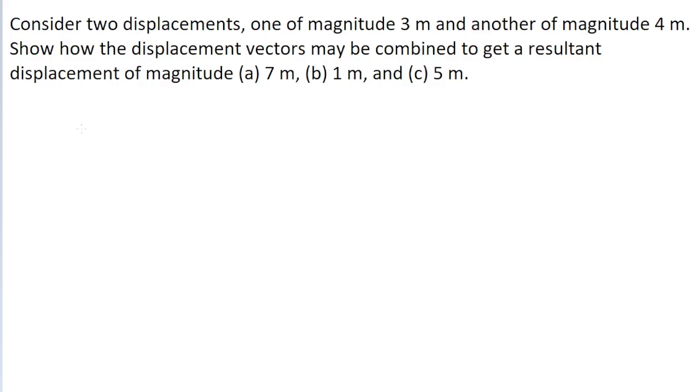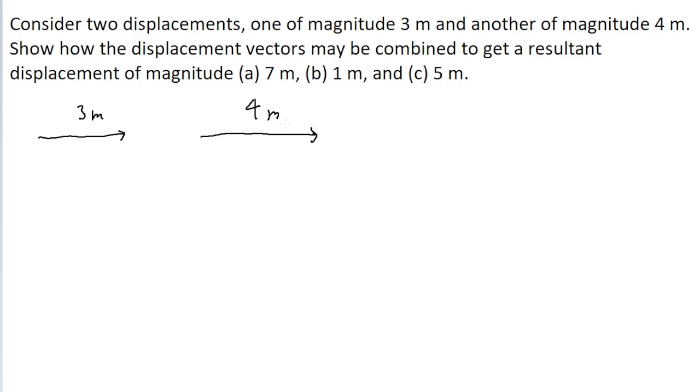In this problem, we are told the magnitudes of two vectors. One is 3 meters long, and the other is 4 meters long. And we're not really given any other hard information about these two vectors. We're not told what angles they're at, we're not told anything about how they're arranged.